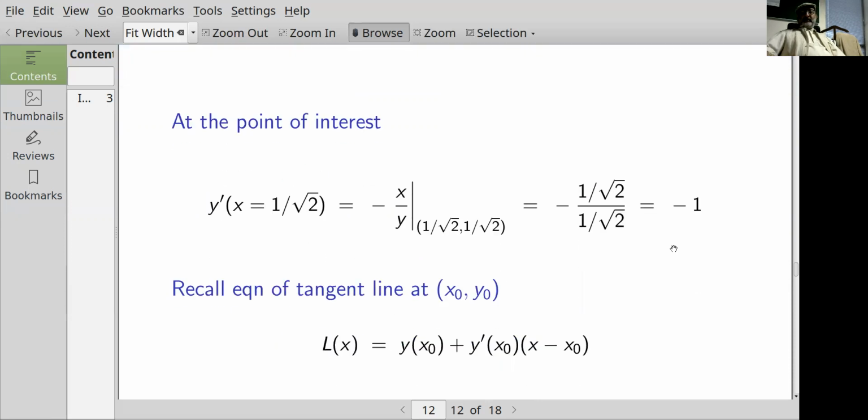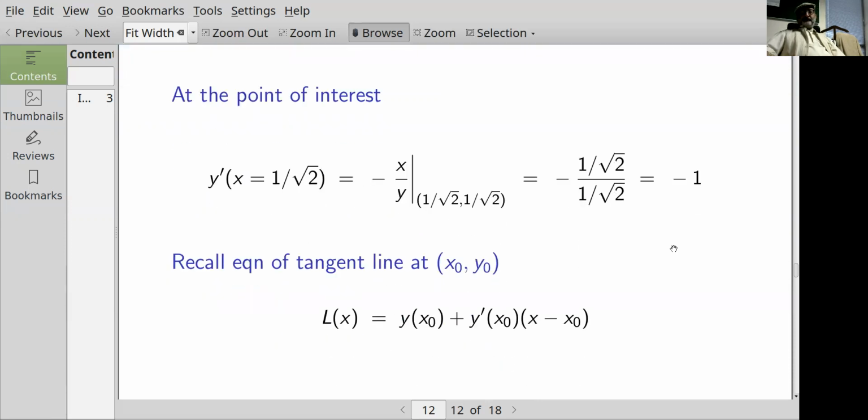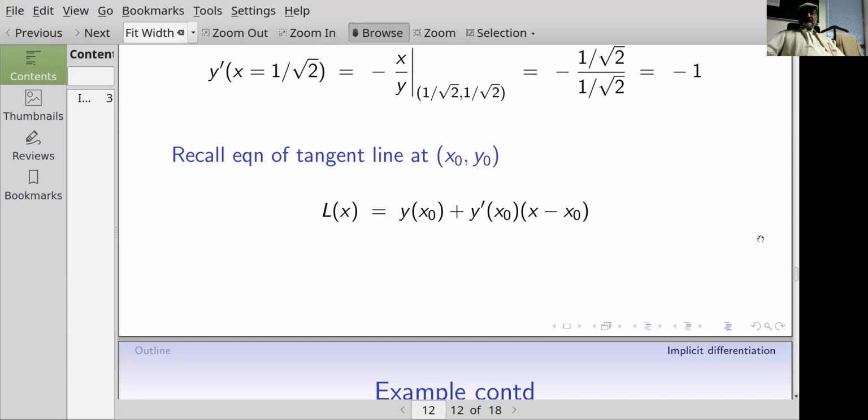So recall that the equation of the tangent line at x naught, y naught is given by L of x is equal to y at x naught plus y prime of x naught, x minus x naught. So here x naught, y of x naught is 1 over root 2. The derivative of y at x naught we found was equal to minus 1. And then we've got x minus x naught, where x naught is 1 over root 2.